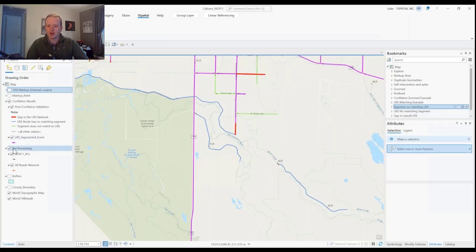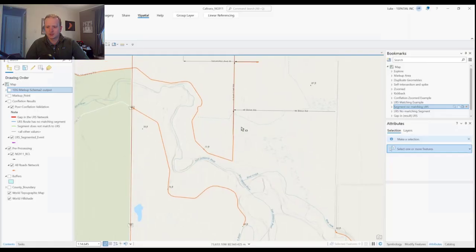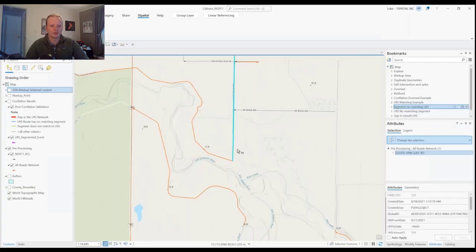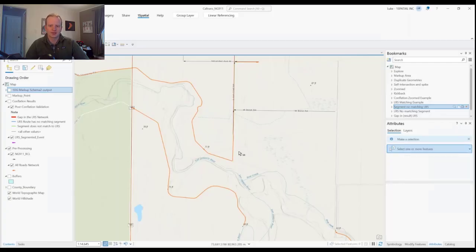So if I turn off our conflation results, we can see what that looks like here. In this section, we have that black line, and the orange line is continuous all the way through that part of the LRS road. So that does have a match. The bottom section just doesn't. Basically, we're drawing that there's a gap in the network there.